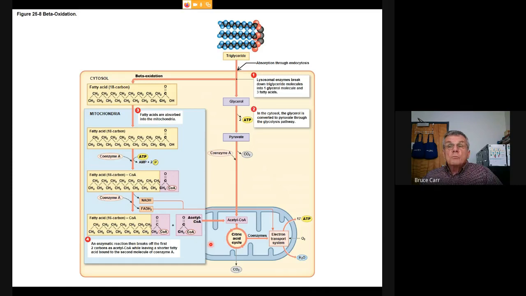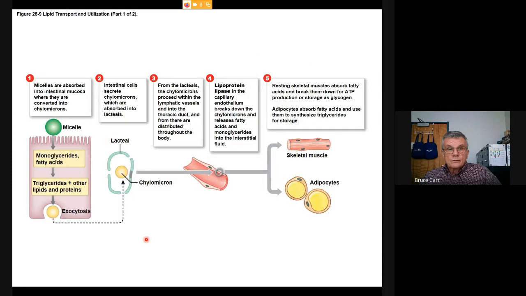So the constant blood flow to our brain at rest, fatty acids are providing that base. So when you take a single triglyceride, you are going to be producing many ATP from a single molecule. Beta oxidation is what's shown on the left. Lipid transport and utilization is tougher.